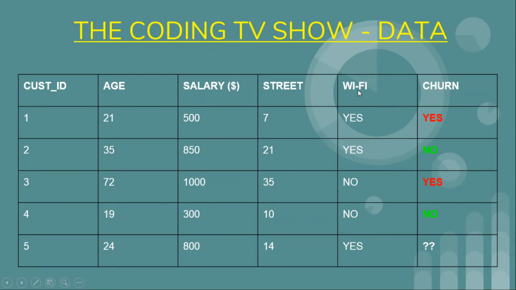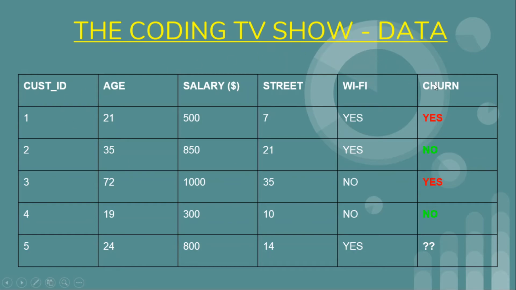Say, for example, the city in which the coding TV show is being hosted is quite remote, and so not everyone has Wi-Fi. And this becomes an important attribute when considering whether or not the customers will keep on watching the coding TV show. At the end of the table, you can see the churn. Now this is whether or not the customers came back.